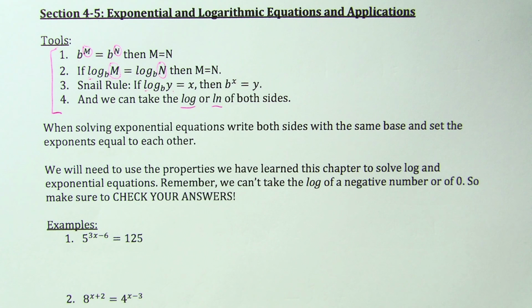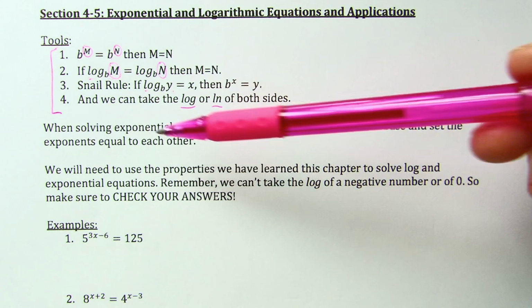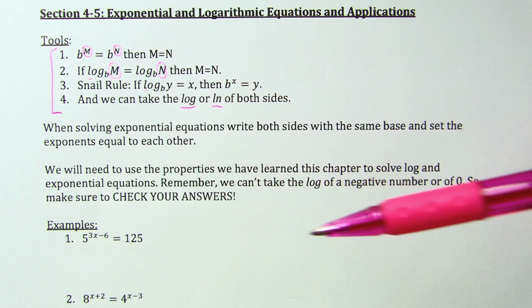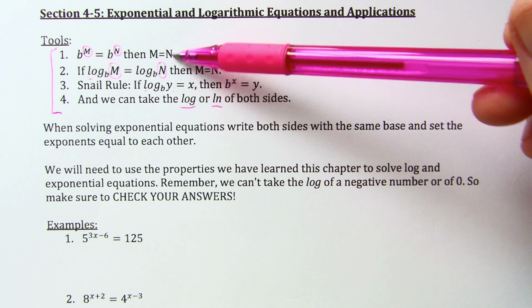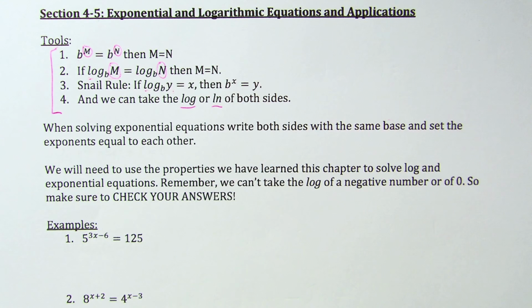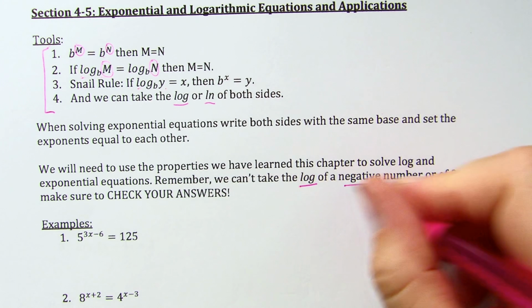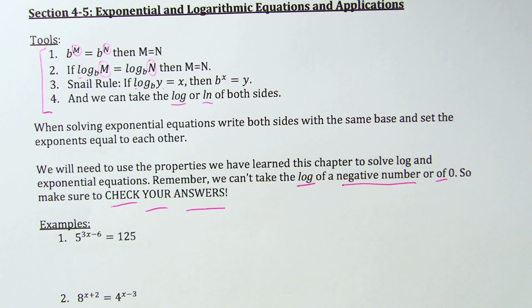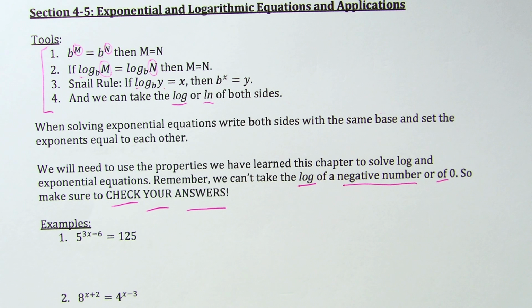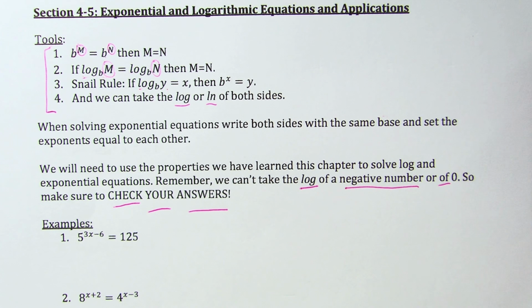And when we're working with these types of things, when we're solving the exponential equations, we want both sides in the same base, and then set the exponents equal to each other. That's what we were just talking about here. And we also want to make sure we check our answers, especially with logarithms, because we can't take the log of a negative number or of 0. So we always have to check our answers, always. With exponential functions, remember, there's no restrictions on your domain. So you can plug in negative numbers and all of that, and that's perfectly fine. It's with logarithms that we really have to be careful.